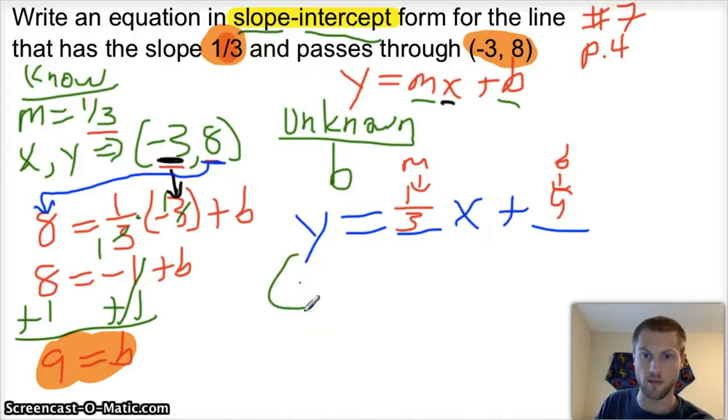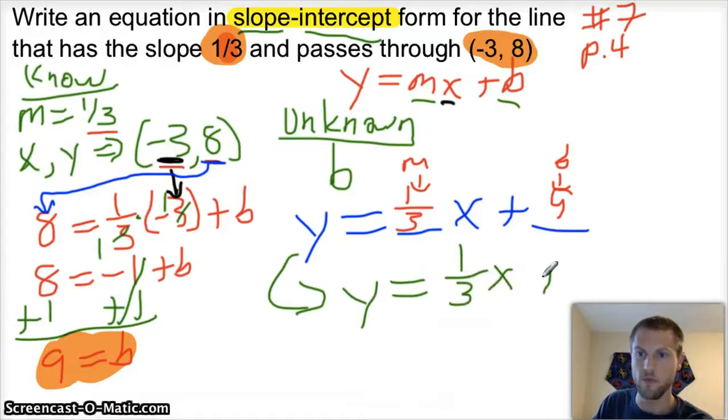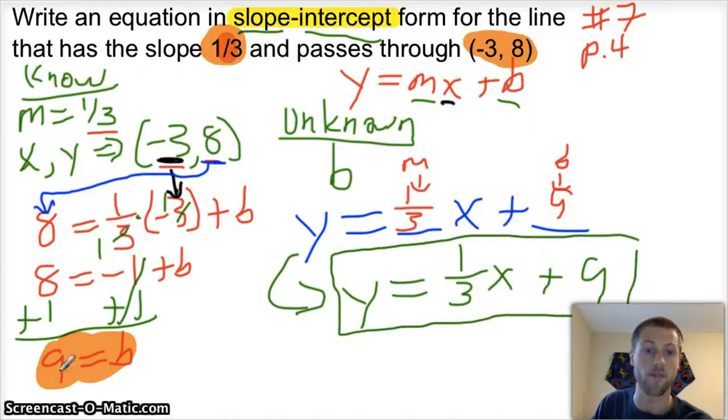If you want to see it written again, in kind of a neater form, y equals 1/3 x plus 9. And that's it. There you go.